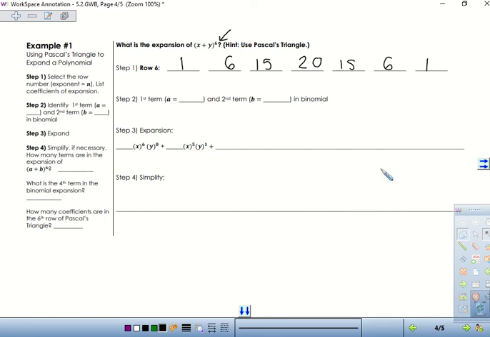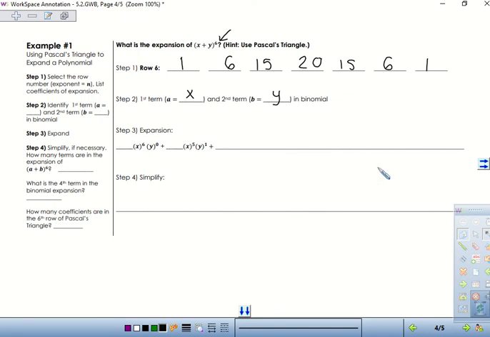Alright. So, what we're going to do now is we're going to identify the first and the second term. Your first term is going to be called A. Your second term is going to be B. So what is our first term in the binomial? What is our second term? Y. Now we have to use something called the binomial expansion, okay?